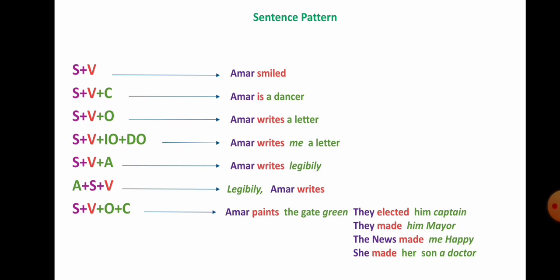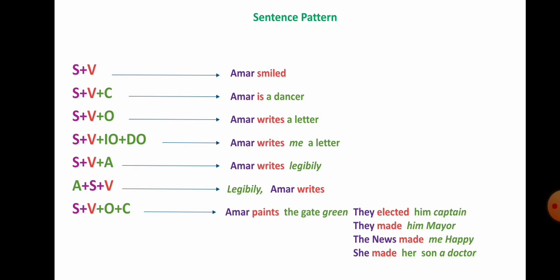They is a subject and made is a verb, him is an object, and manager is a complement. The news made me happy. The news is a subject, made is a verb, me is an object, and happy is a complement. Next, she made her son a doctor. She is a subject, made is a verb, her son is an object, a doctor is a complement of the object, her son.